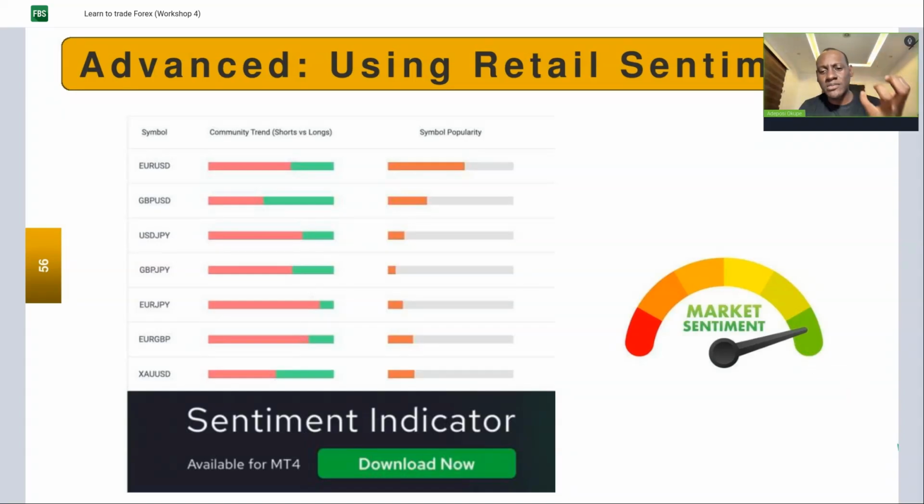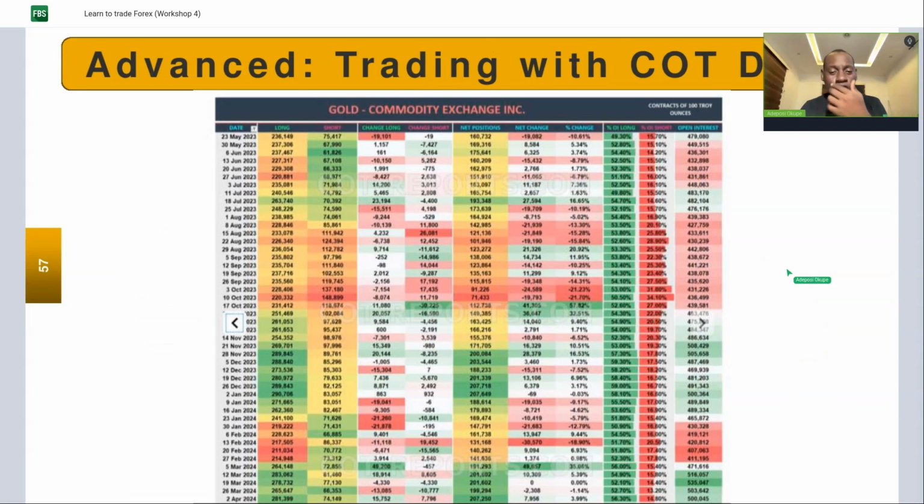So how do you use retail sentiment in trading? I'm going to teach you how to use COT data. COT data is commitment of traders data. The financial institutions are legally obligated to publish their weekly positions of all their assets every Friday, I think at 4 p.m. GMT or 5 p.m. GMT. Every Friday, they must publish it.